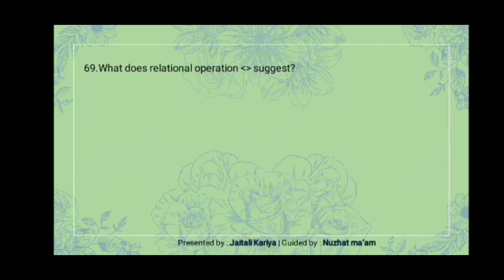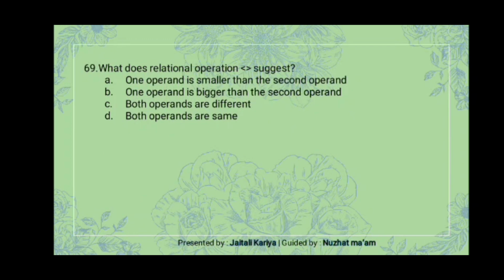69. What does relational operation not equal to suggest? A, one operand is smaller than the second operand. B, one operand is bigger than the second operand. C, both operands are different. And D, both operands are same. And the correct answer is C, that is both operands are different.